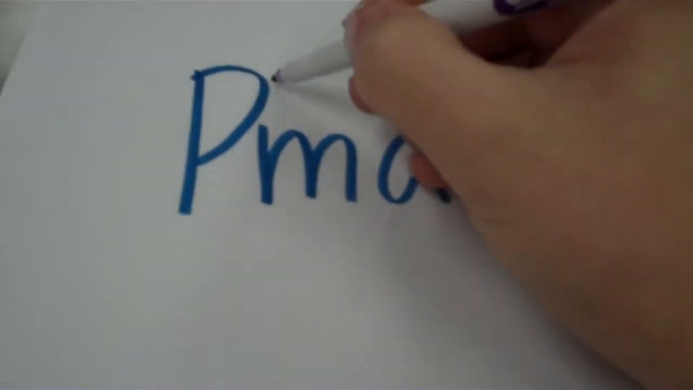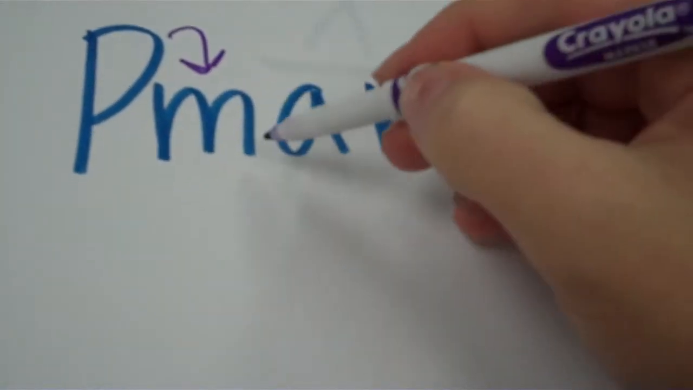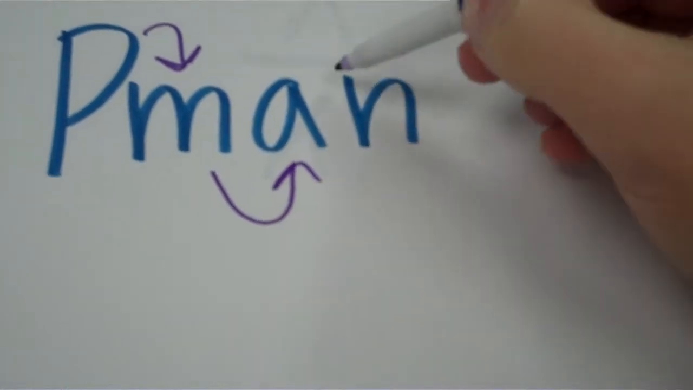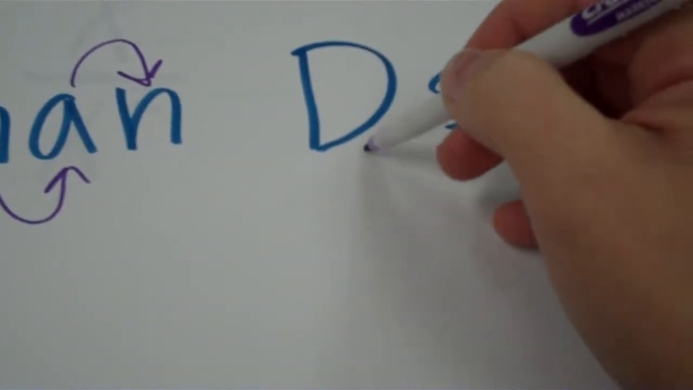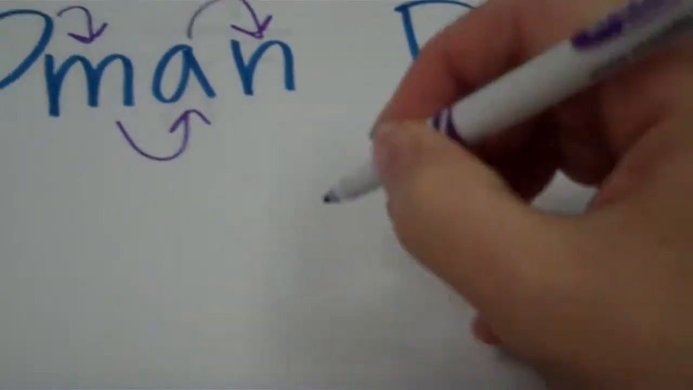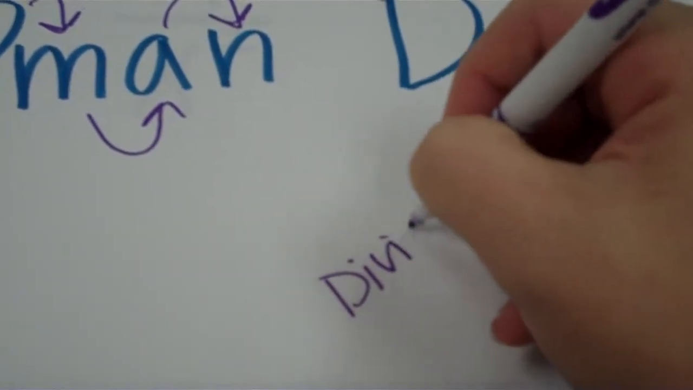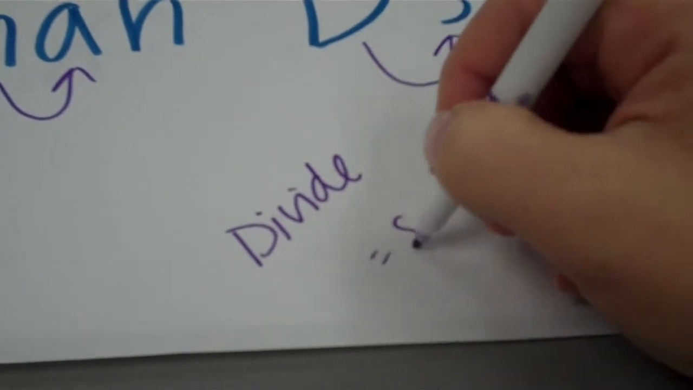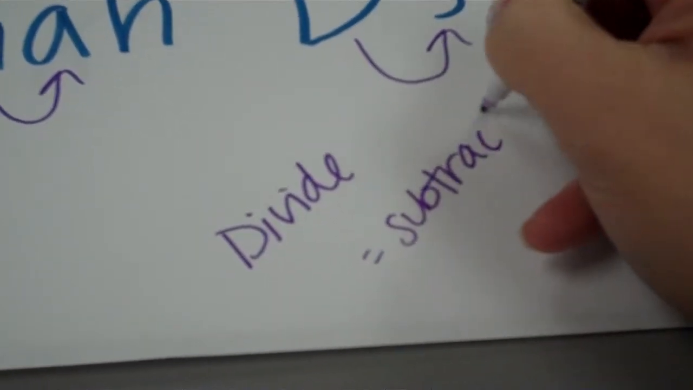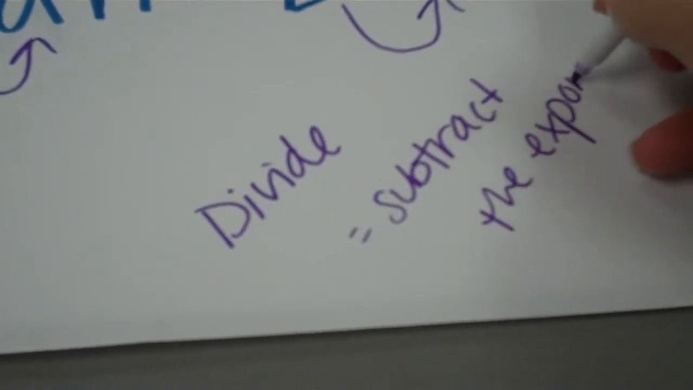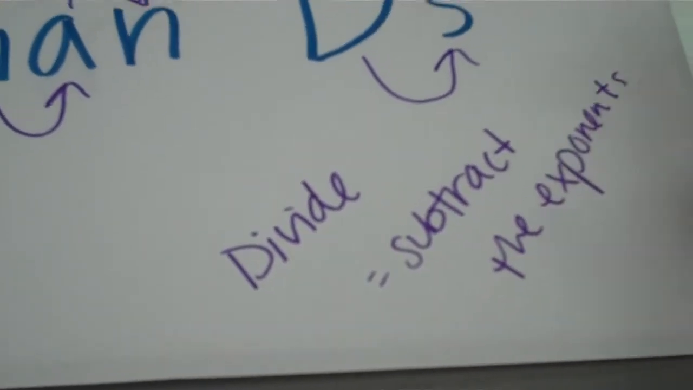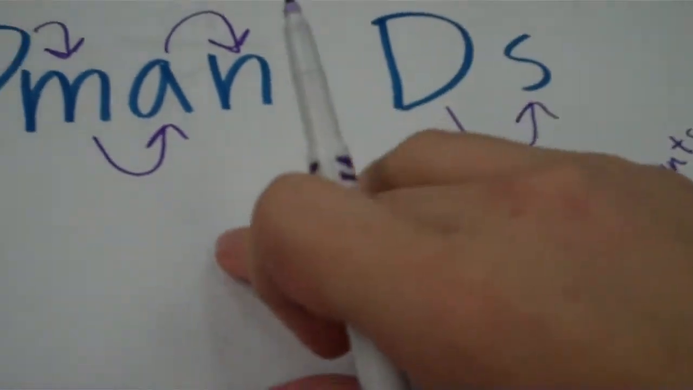All right? Power of a power, you multiply. Multiply, you add. When you're adding, you do nothing. And when you divide, you subtract the exponents. Divide means that you subtract the exponents. Make sure you only subtract the exponents, not the big numbers. Subtract the exponents. So let me give you an example.